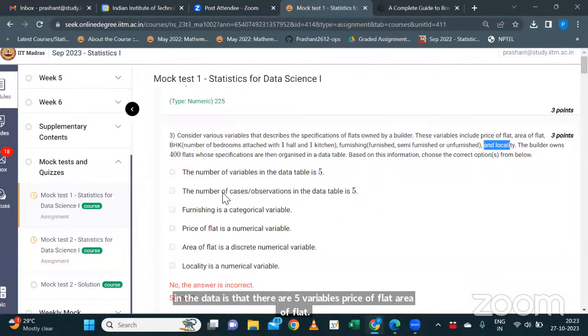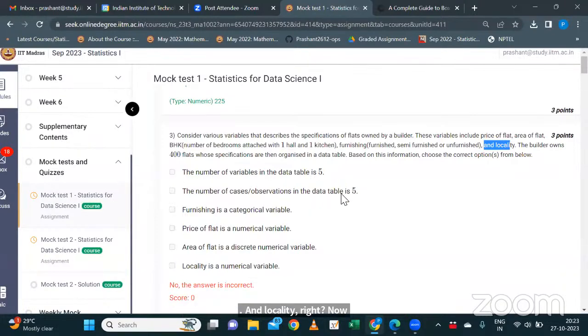Now, number of cases or observations in the data set is 5. Is this correct? No. Why? It's 400.